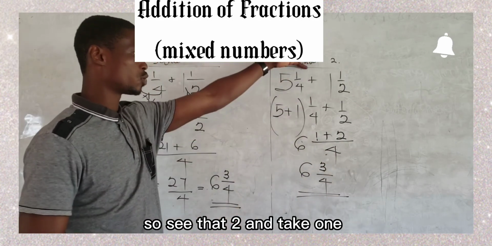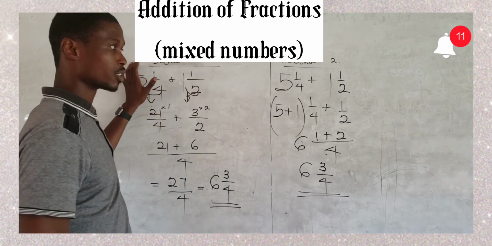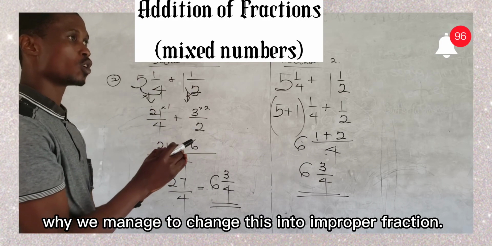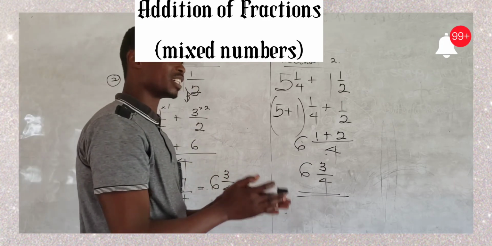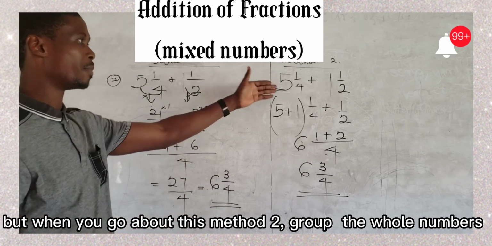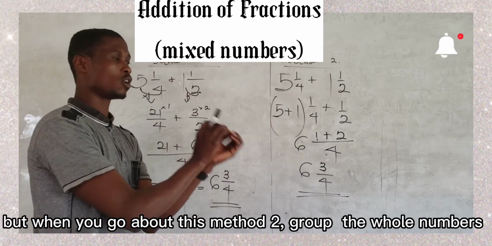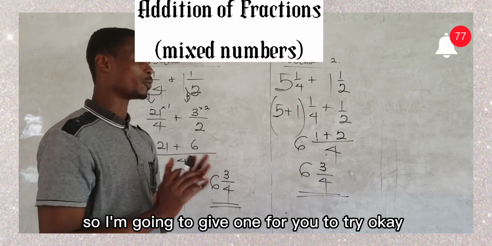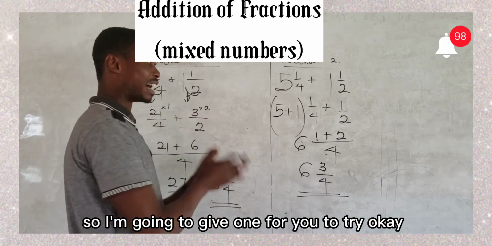So see method 2 and method 1. Students find it difficult when they change this into an improper fraction, and dividing it becomes very, very difficult for them. But when they go by this method of grouping whole numbers and fractional parts, it is very, very easy. So I'm going to give one for you to try.